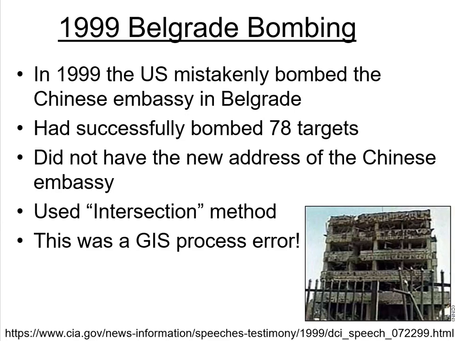And what was discovered was they used an intersection method. In other words, they assumed the streets were straight and intersected two streets to find the location they were going to bomb. And if you've been to old towns in Europe like Belgrade, you'll realize why that was a mistake, because they purposely made the streets curve and have sharp angles to help defend those cities during medieval times. So that was a mistake. It was a GIS process error.